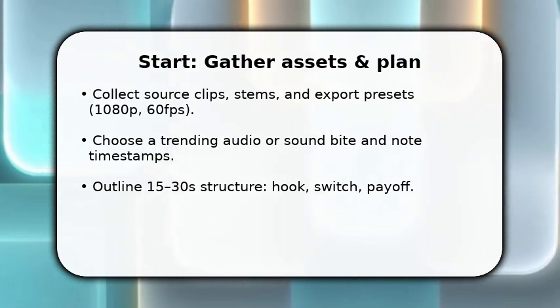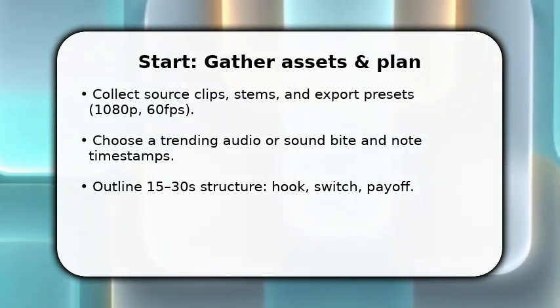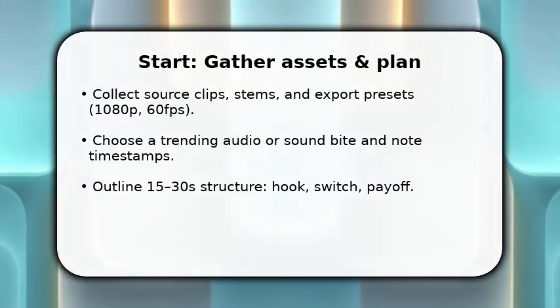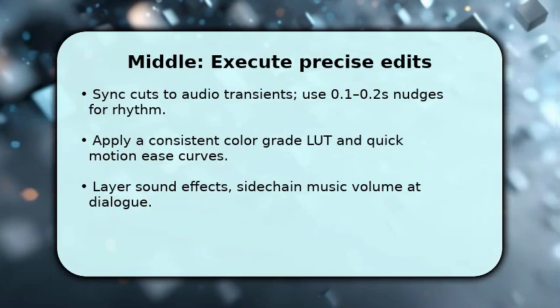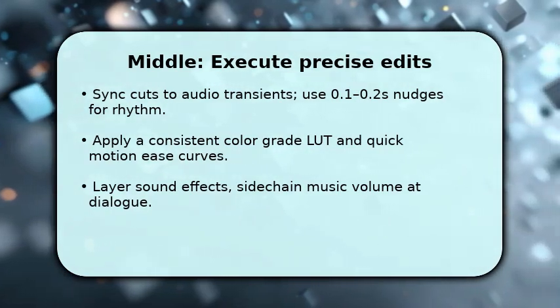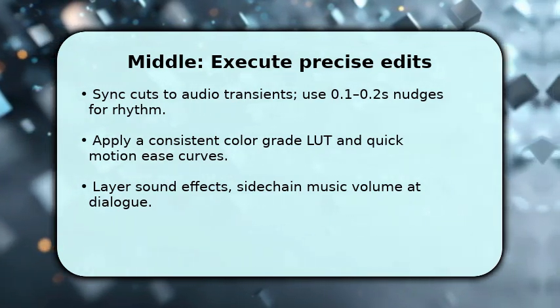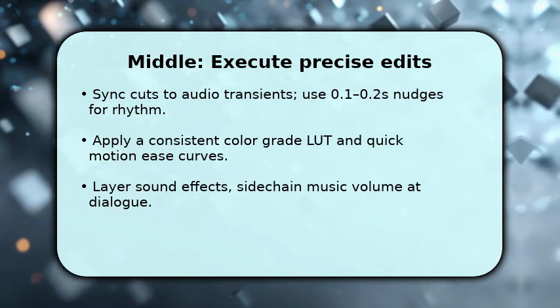As you work, keep file names consistent and use a simple edit bin. That saves time when you iterate multiple versions. Now you execute the complex middle. Align every cut to audio transients so motion feels intentional, nudging by 0.1 to 0.2 seconds when necessary to tighten rhythm.